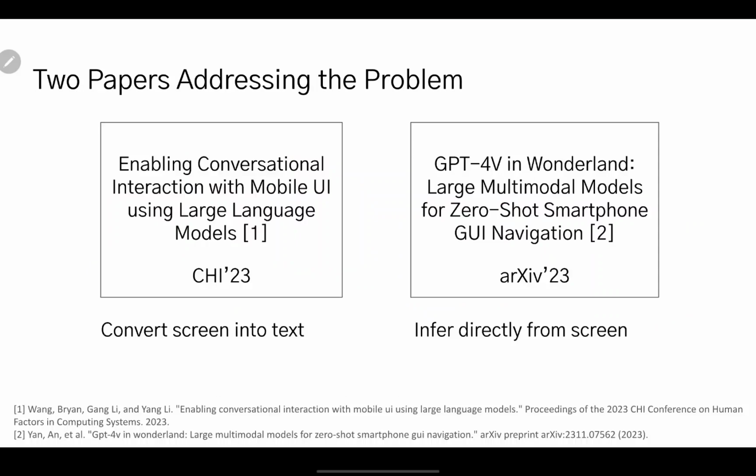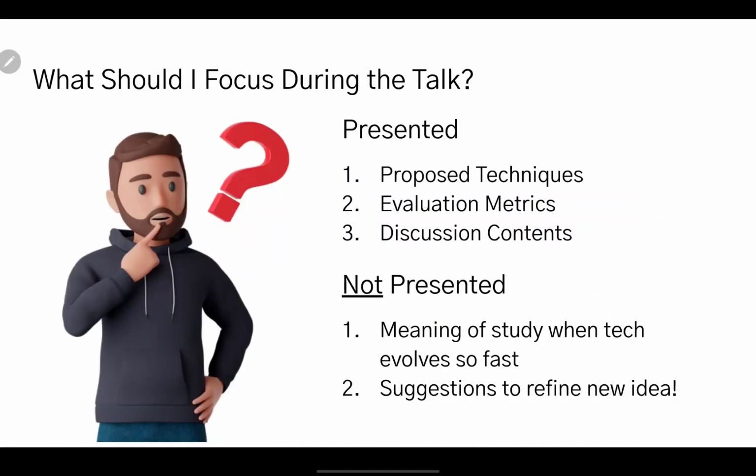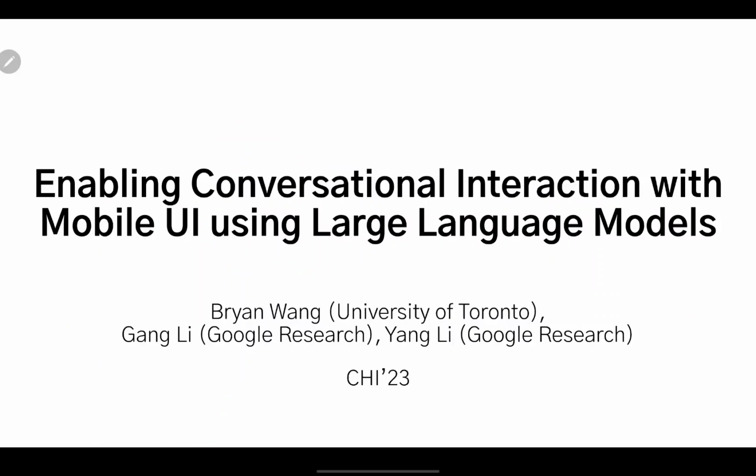I present two papers addressing the problem. The first was published in CHI 23. It works by converting the screen into text. The second paper utilized GPT-4 Vision, which is not an LLM but an LMM, a multimodal model, so it inferred directly from the screen image. I'll pass on this, and let's move on to the first paper.